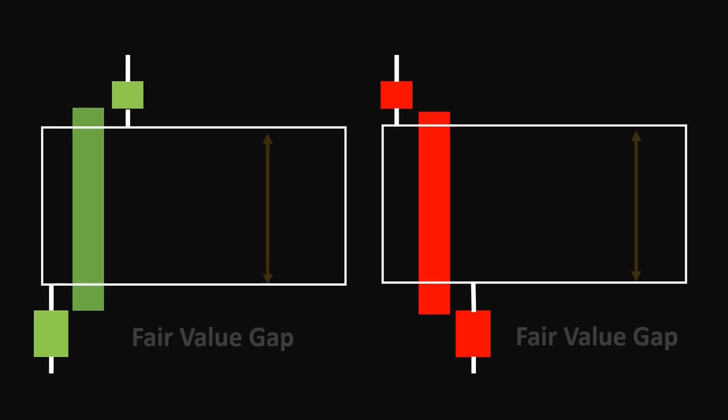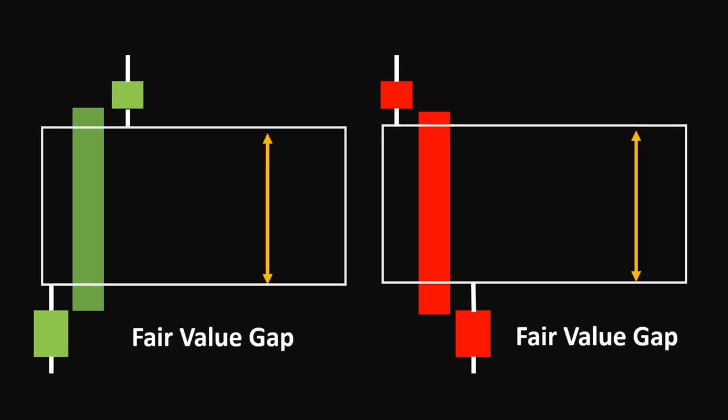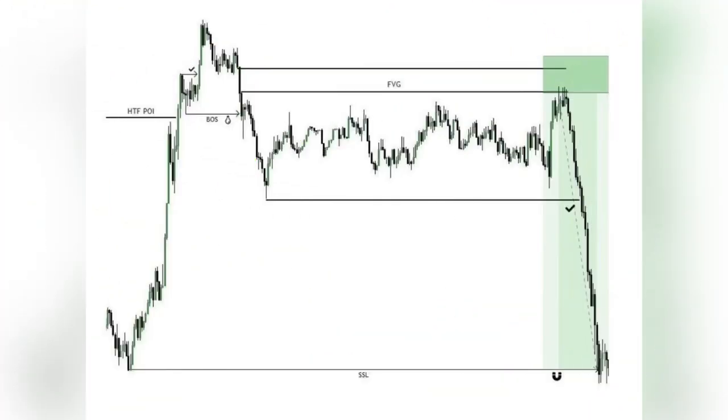To begin, we first need to discuss what a fair value gap actually is. We can have bullish fair value gaps and bearish fair value gaps. You first need to identify a 3-candle sequence, then look for a large candle between 2 smaller candles where the high of the first candle and the low of the third candle do not overlap with the middle candle. The gap between the high of the first candle and the low of the third candle is called the fair value gap. If you look at your chart, you will see these gaps everywhere.